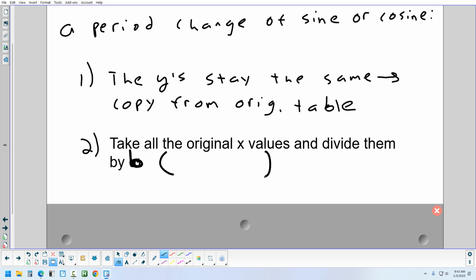Dividing by b would be equivalent to multiplying by what? Yep, the reciprocal. So you can think of it either way, dividing by b or multiplying by 1 over b. It really depends on what the b value is, which way is simpler to think about. That's what you need to do.